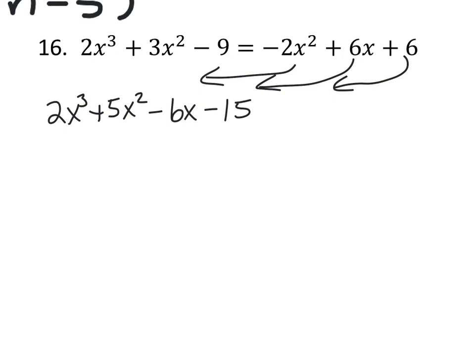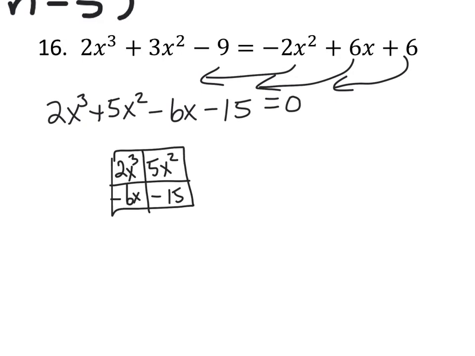Okay, once I've moved all the terms over, I get 2x to the third. I didn't have to do anything to that term. And then I added a 2x to the 3x. That gave me 5x. And then I subtracted 6x. And I also subtracted 6 from 9, and I got negative 15. Now I'm ready to factor, and I'm going to use a box. All right, again, we're going to factor out the columns first, then the rows.